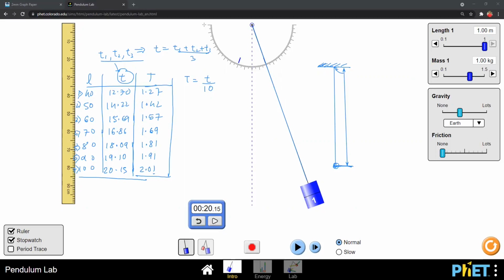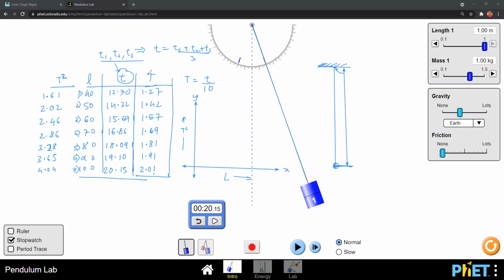Before we move to the graph paper, let me give you a small piece of advice on what we should be doing. Here on the graph paper, we are plotting length on the x-axis, and on the y-axis, we are plotting the square of the time period. So what you need to have first is the square of all the values of T. Let's check what those values are.